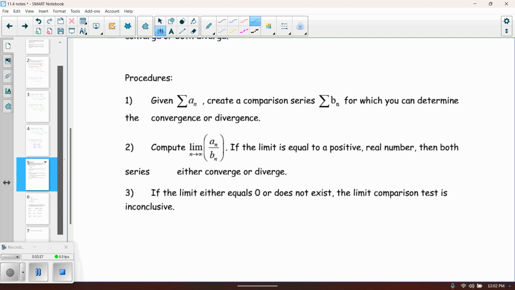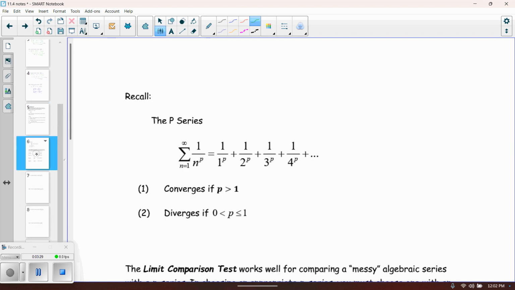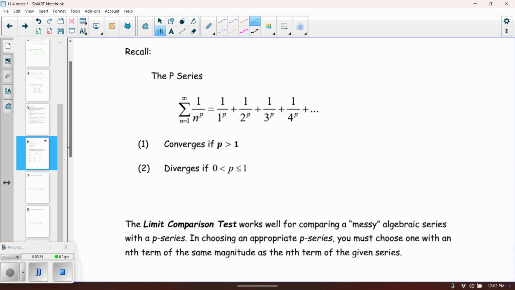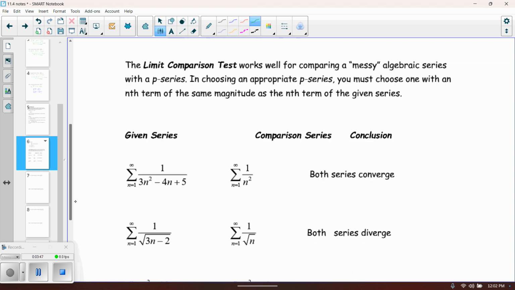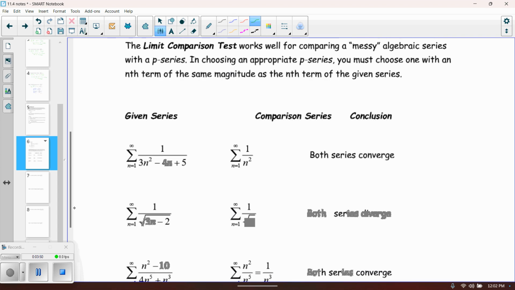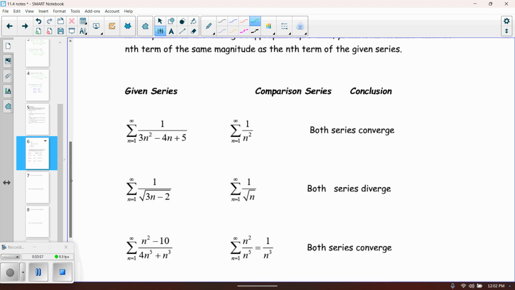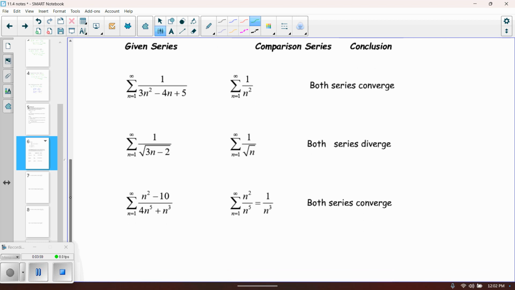Let's show that it actually is instead of me talking about it. Quick little reminder, your basic p series. Remember that if it's 1 over n to the p power, p is greater than 1, it converges. P is basically less than or equal to 1, it's going to diverge. The limit comparison test is really good for, and it says up here, messy algebraic series with a p series. It's really good for power functions specifically. Those are the easiest ones.